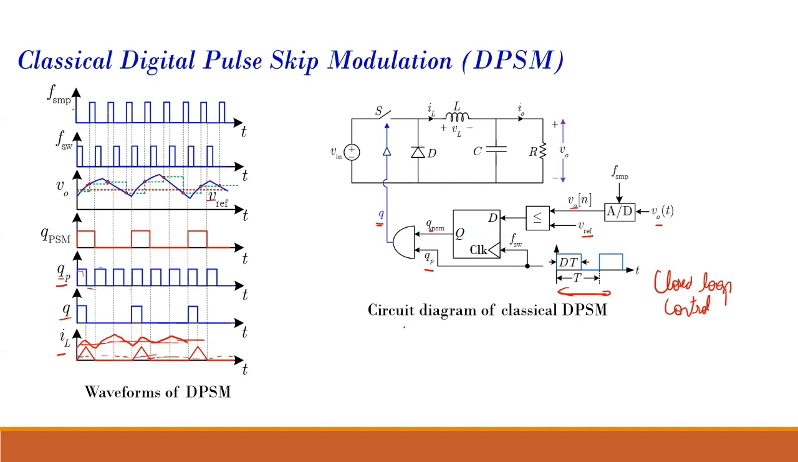So the second graph is the switching frequency. It has reduced from FSW to Q.